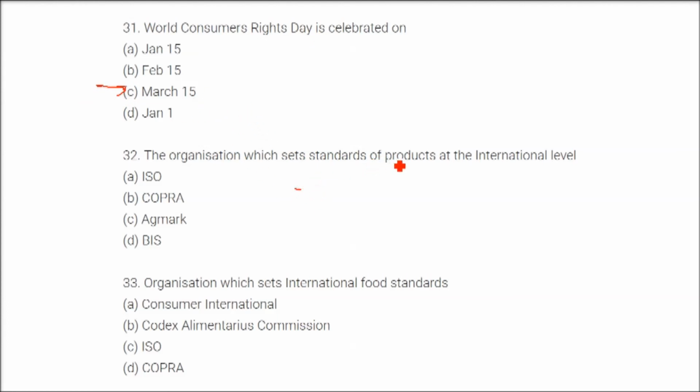The organization which sets standards of products at the international level is ISO, the International Organization for Standardization. The organization which sets international food standards is the Codex Alimentarius Commission. This is the organization for international food standards.